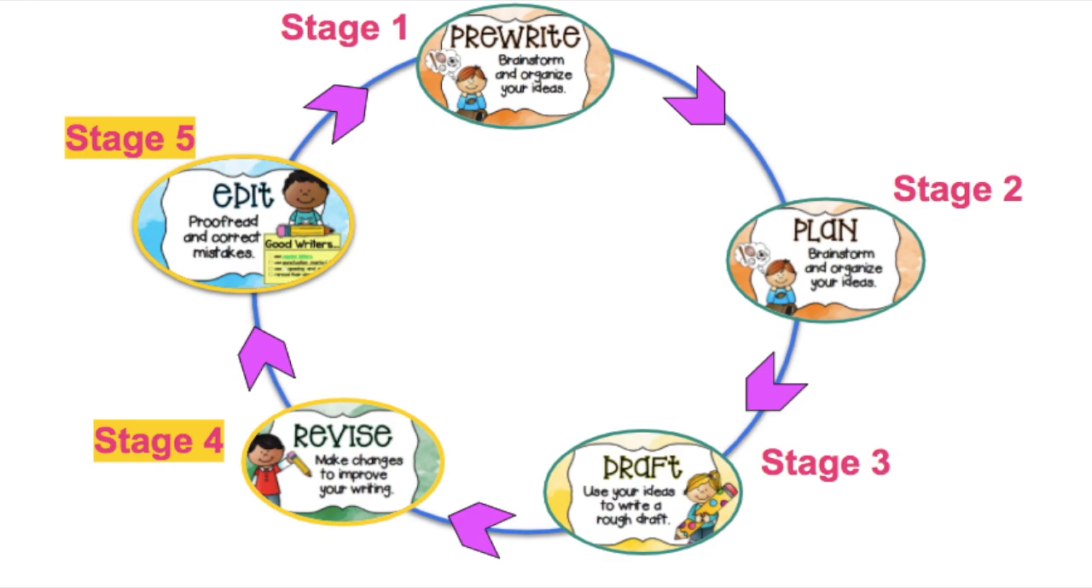Stage 4 is where you revise. This means that you make changes to improve your writing. Stage 5 is where you edit your work, so you proofread and you correct your mistakes. So I'm going to be teaching you a strategy today called "to and or not to and" and it's going to help you revise and edit your reviews.